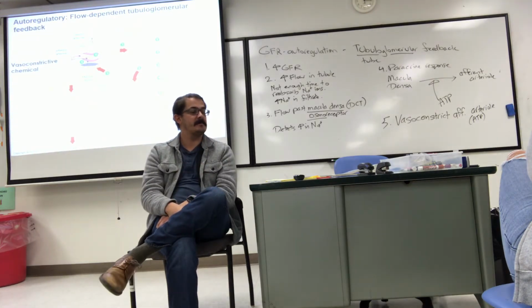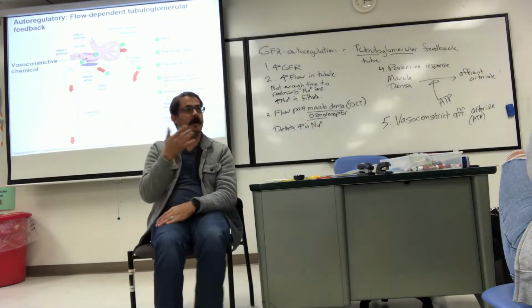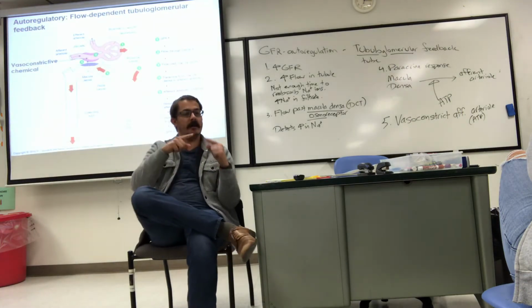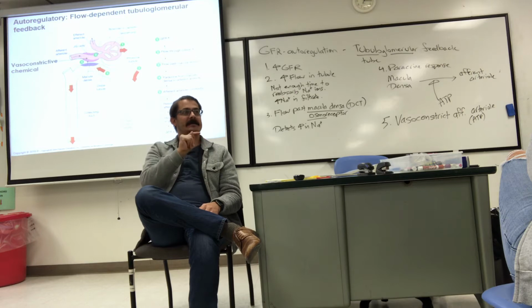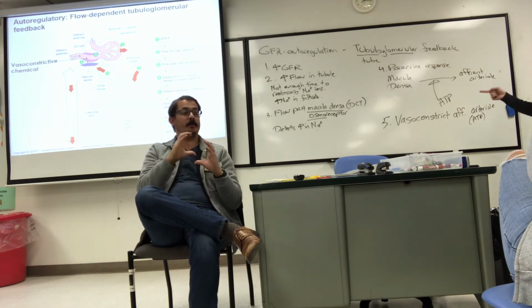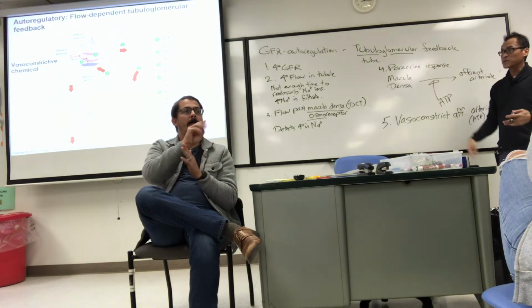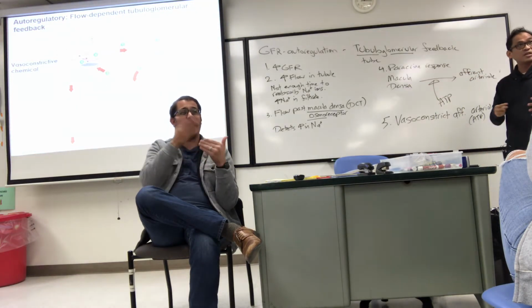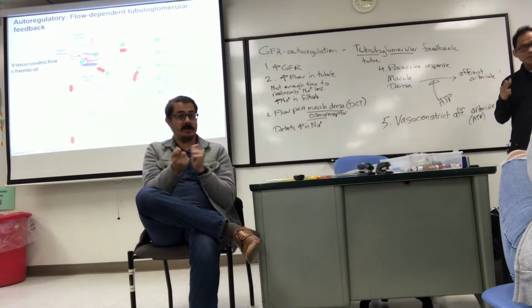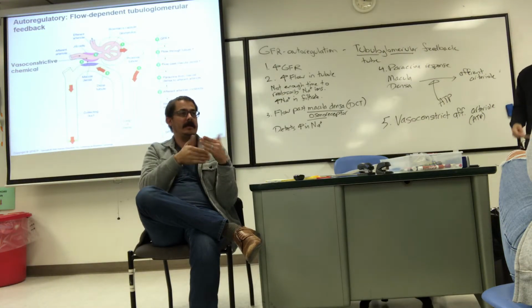So that's why I kept on harping in lecture, the loop of Henle, it turns back on itself, and the DCT, it always ends up by the vascular pole. So you can have this communication. Let's remember, the macula densa is close to the end of the nephron. So if there's changes that are happening, it can be detected at the end, and you can affect the beginning.